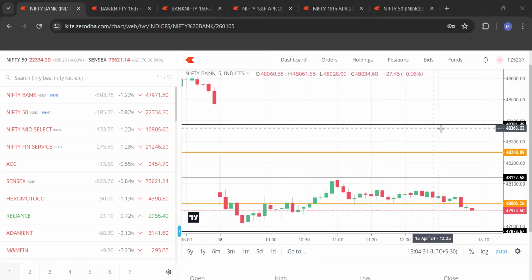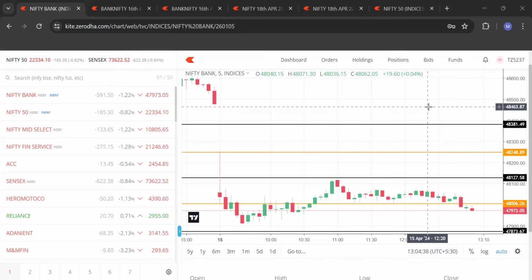What do we do? This value, 48,381.49, minus this, 47,873.67. You get the difference. You multiply that difference by 26.11%. Suppose that difference is X. You will have to do it.